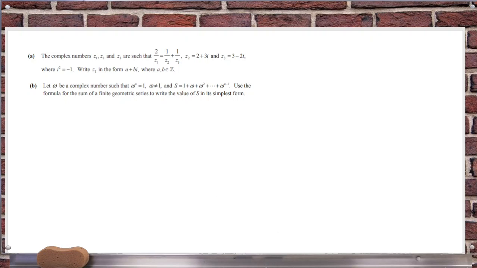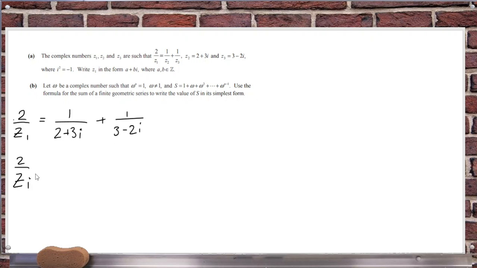Okay, let's have a look at this question now. We're given Z2 and Z3 and we want to figure out what Z1 is. So 2 over Z1 equals 1 over Z2, which is 2 plus 3i, plus 1 over Z3, which is 3 minus 2i.